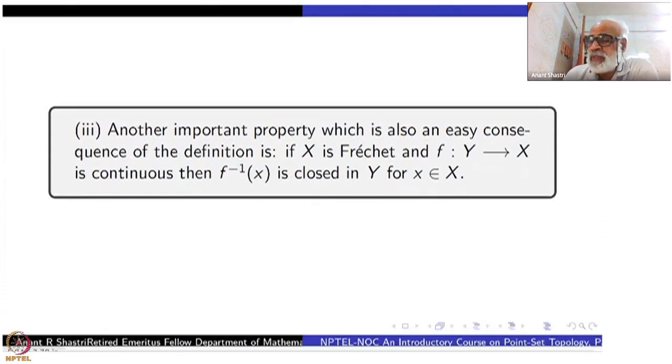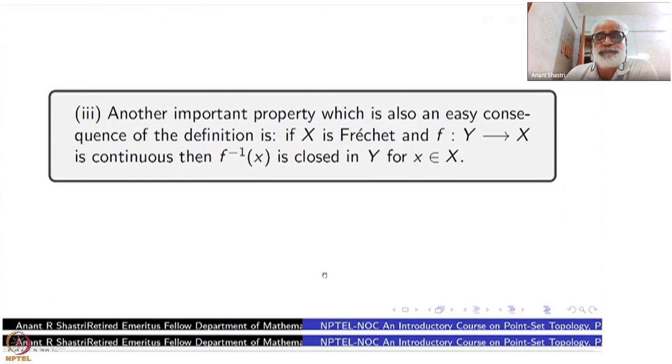For example, we have been using this. For continuous real-valued functions, the inverse image of a point, the set of all x such that f(x) equals 0, is a closed set. This is because R is Fréchet. So that is why it was working. You can see that the inverse image of a singleton set is closed, since the singleton is closed, so the inverse image is also closed.